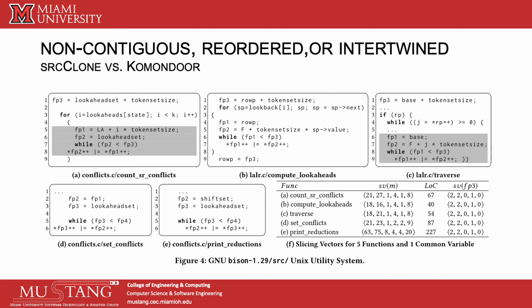In order to verify the precision of our tool, we manually checked some of the returned results against Commander. Commander was successful in returning the highlighted code, 2 copies of this code snippet, in figure A and figure C. But our tool returned 5 copies of this. And if you look at table F, you can see that the slicing vector at the FP3 variable is the same for all of them.